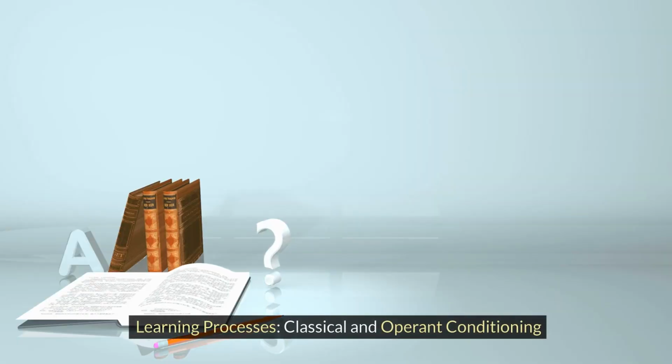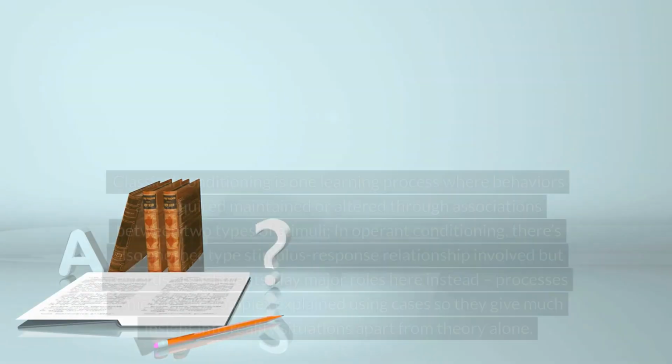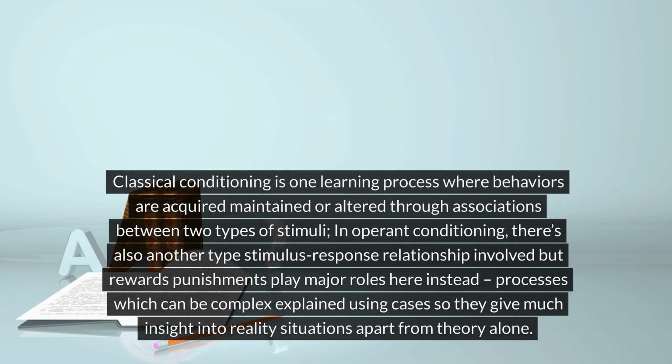Learning processes, classical and operant conditioning. Classical conditioning is one learning process where behaviors are acquired, maintained, or altered through associations between two types of stimuli. In operant conditioning, there's also another type of stimulus-response relationship involved, but rewards and punishments play major roles here instead. These processes, which can be complex, are explained using cases, so they give much insight into real-life situations apart from theory alone.